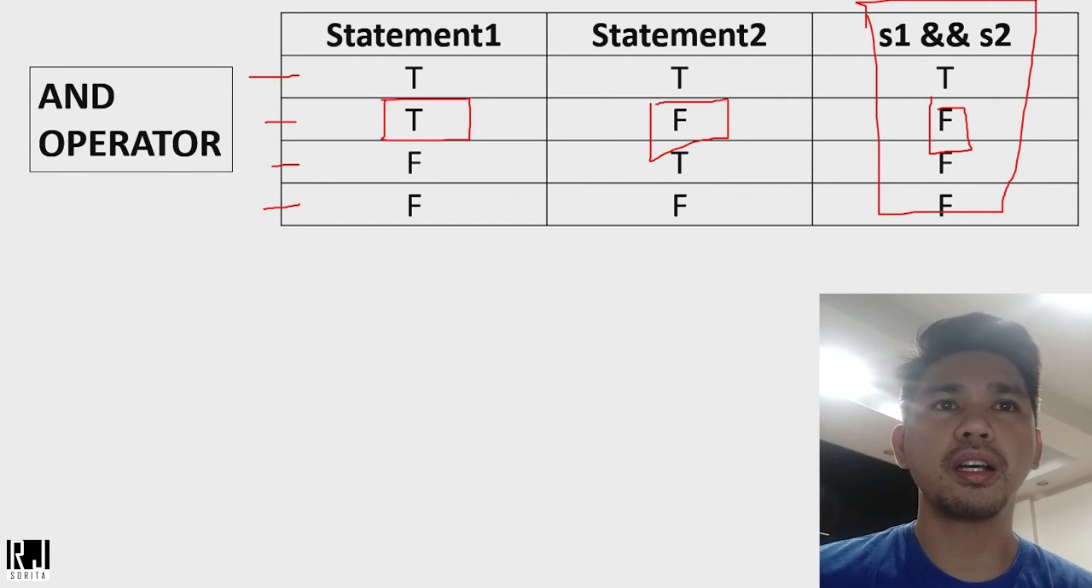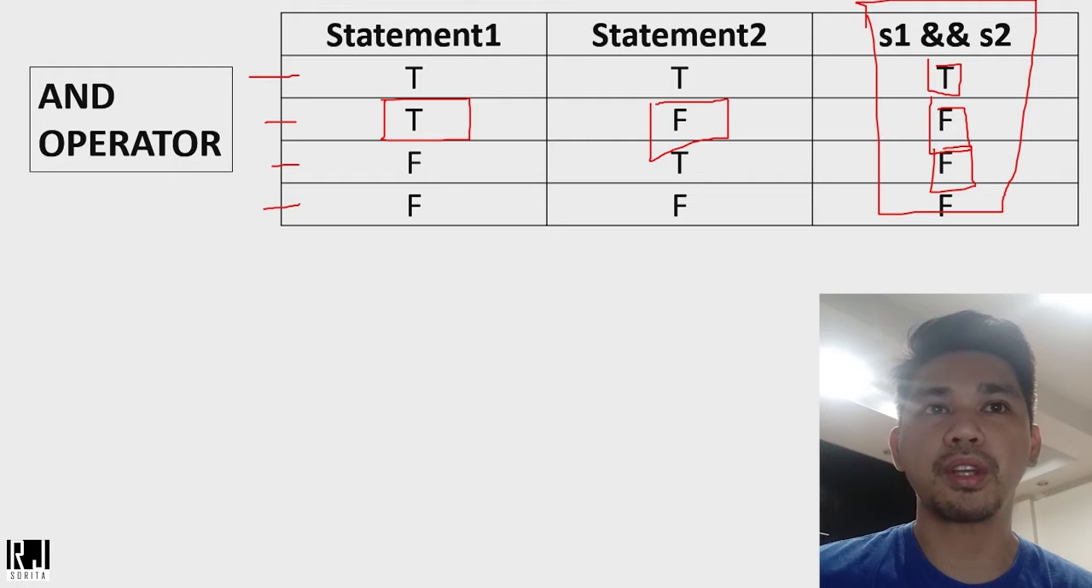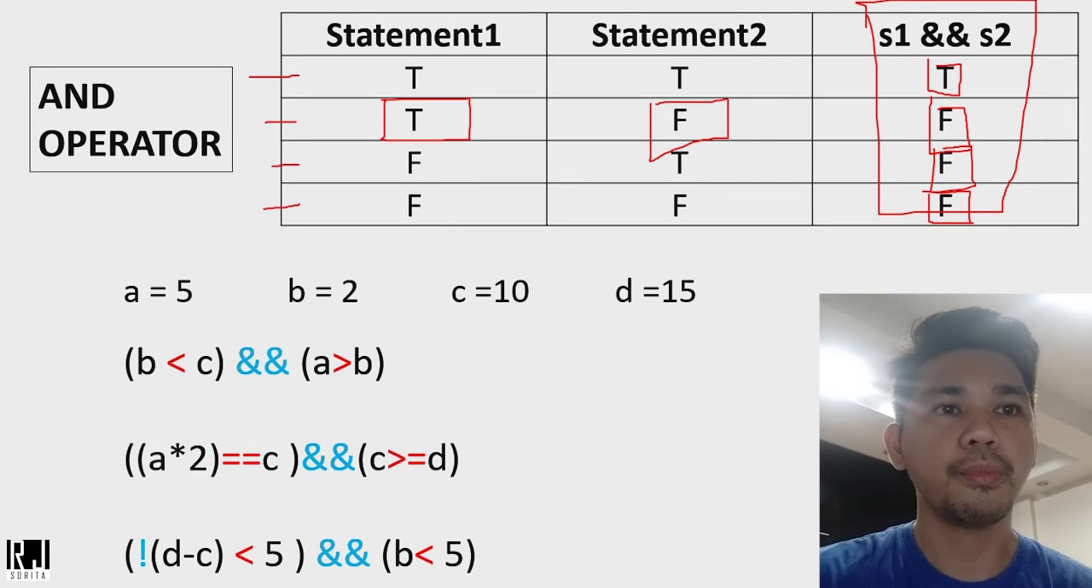Now, if there is a true statement and another true statement, the result would be true. If the first statement is false and the second statement is true, it is still false. Now, if both statements are false, the result would be false. So let us try answering some examples. Let us say you have a given of A is 5, B is 2, C is 10, and D is 15. We are going to evaluate that using AND.